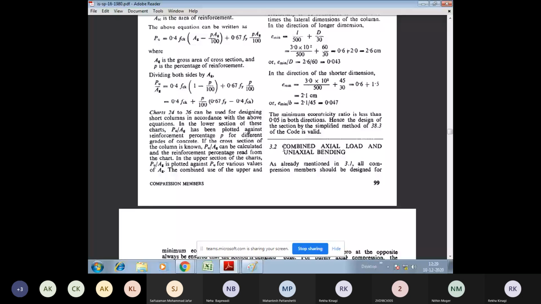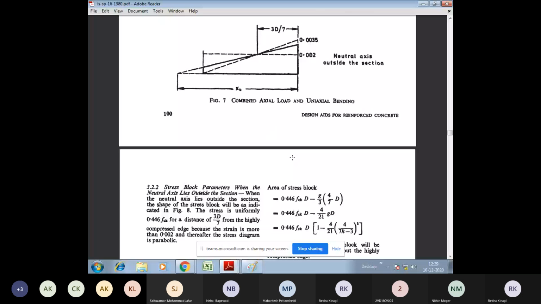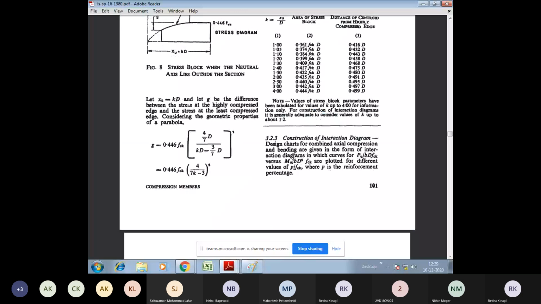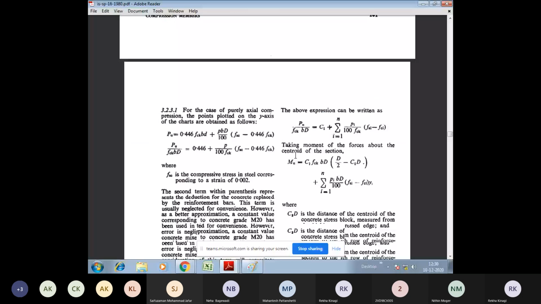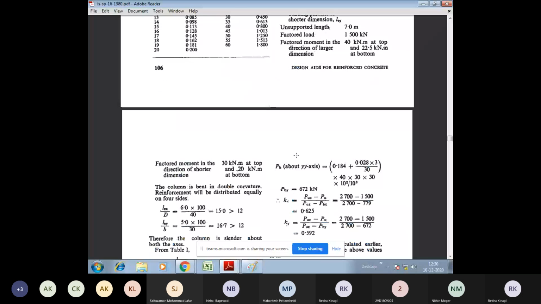Then the design of combined axial load and uniaxial bending is given. It depends upon whether we are providing the reinforcement on one side or on both sides. Here the reinforcement is provided on both sides, all the 4 sides. Depending upon the type of column, we need to proceed with the design. There are a few design examples also, you can refer to those.